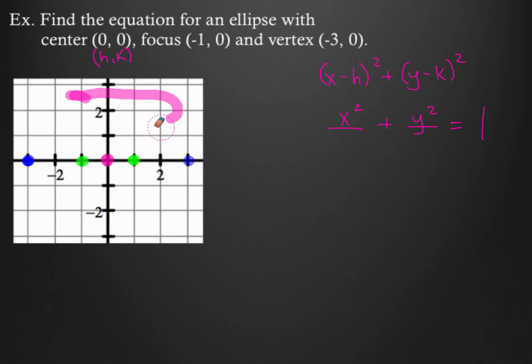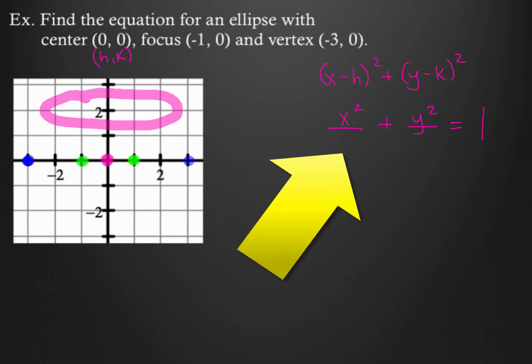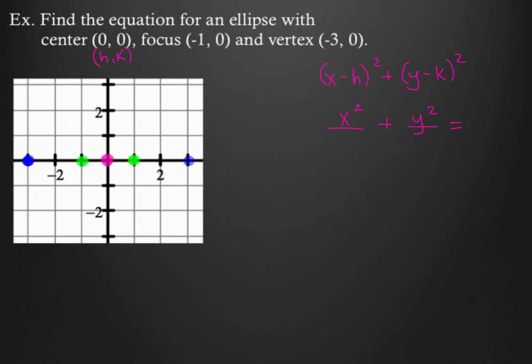Check this out. I know my ellipse is shaped like this. It's a left-right one, which means my a squared value, the bigger value, is going to go underneath the x squared term. To figure that out, you're going to have to do a really complex math thing called counting. I'm going to count the distance from the center to one of my vertices. That distance is 1, 2, 3. So that distance is 3.